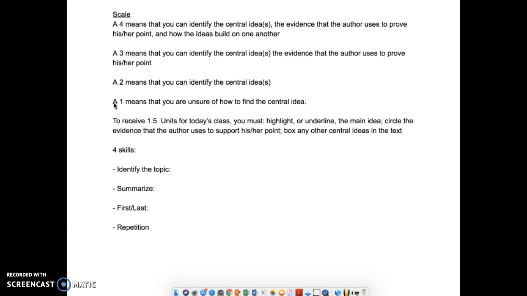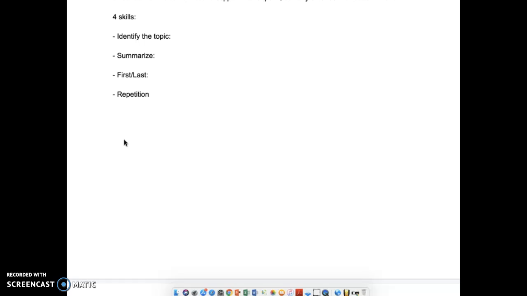To receive a unit and a half of today's class, you must highlight or underline the main idea, circle the evidence that the author uses to support his or her point, and put a box around any other central ideas in the text. Of course, the 4 skills that we'll be working on today.